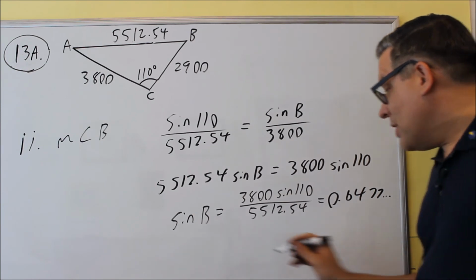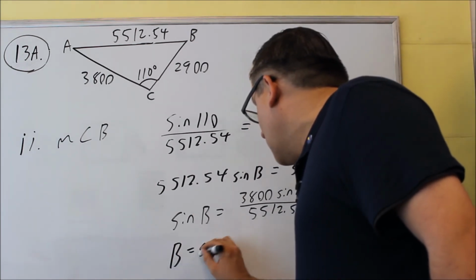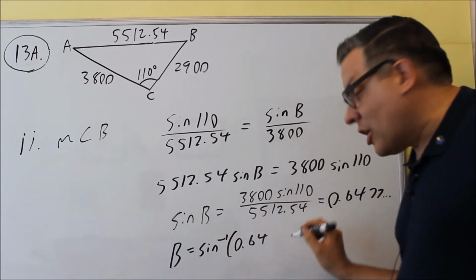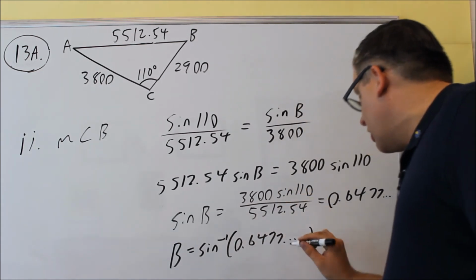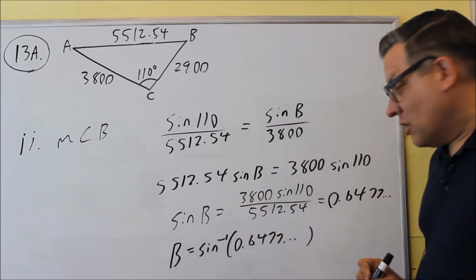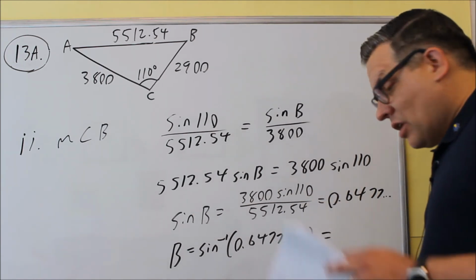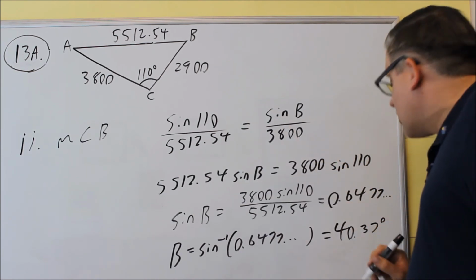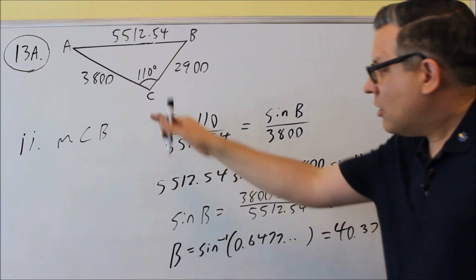Now in order to get B, it's going to be the inverse sine of that decimal. So you don't want to round that decimal. Keep that whole decimal in your calculator, whatever it is. Just keep all that in your calculator, and then take the inverse. And if you take the inverse of that, then you get 40.37 degrees, and that's going to be your measurement for angle B.